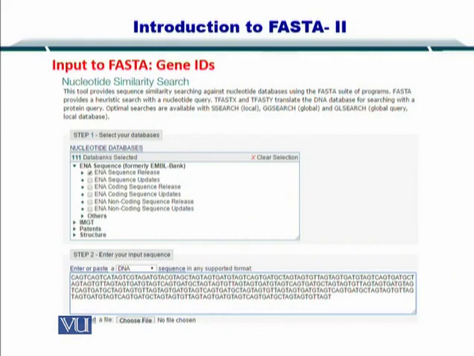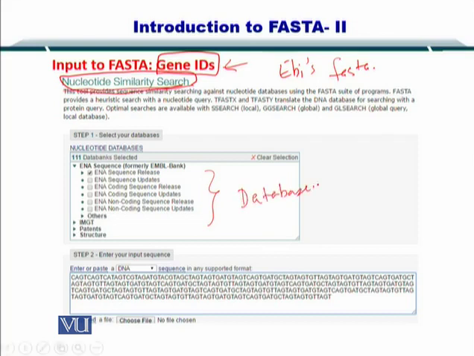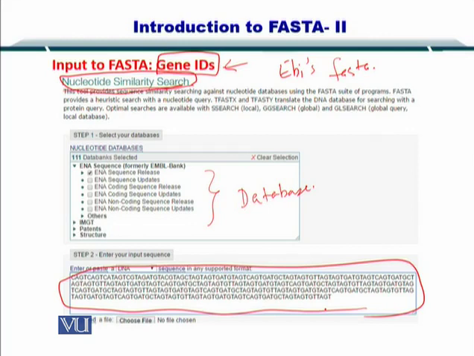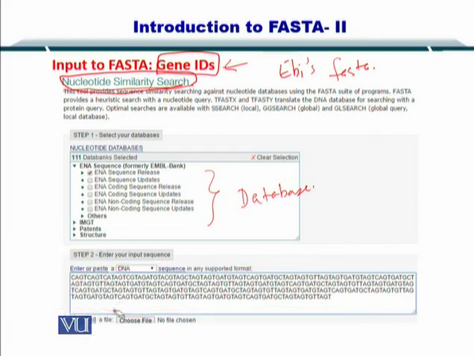Okay, to help you visualize things, so input to FAST-A, for instance, if you want to do nucleotide similarity search, can be the gene IDs. You just go to the web portal and you click on the nucleotide. So this portal is the EBI's FAST-A. So once you select the nucleotide similarity search, you can specify the database here, the one which you want to compare your sequence with, and here you can enter your sequence. If you look closely, then you will see a drop-down list box here which states DNA. Of course, you can also put an RNA here.